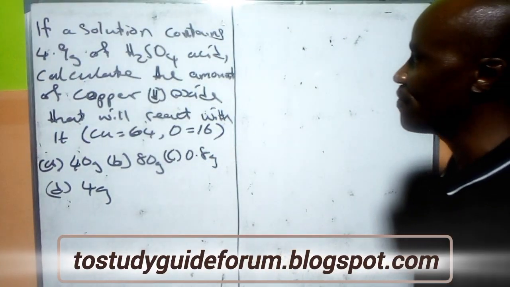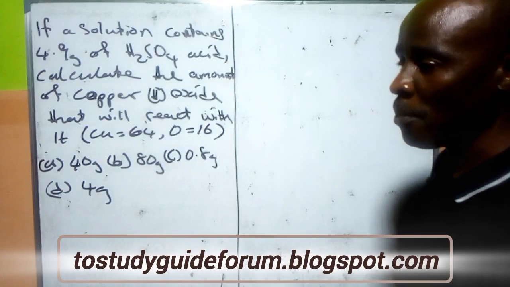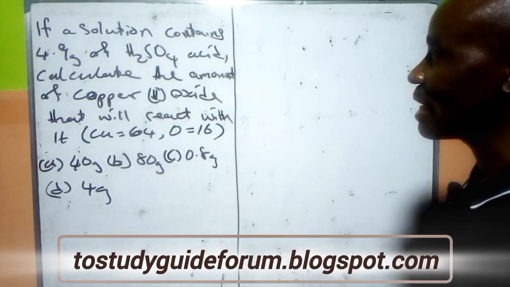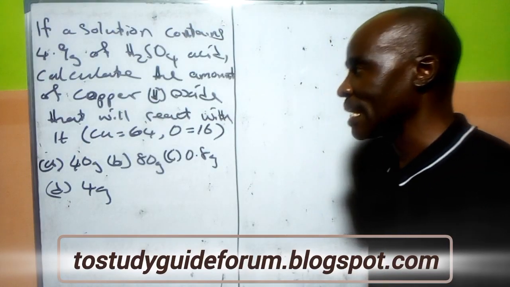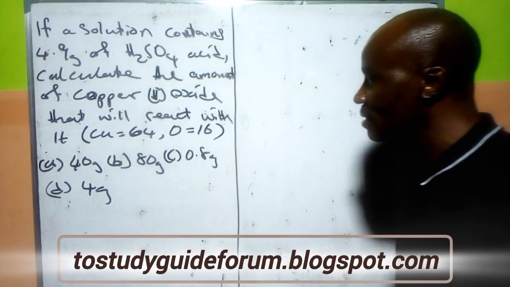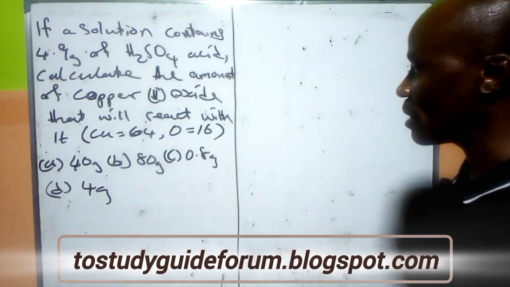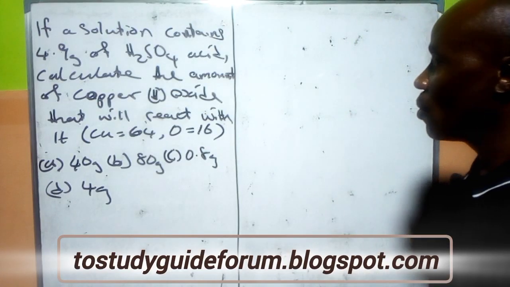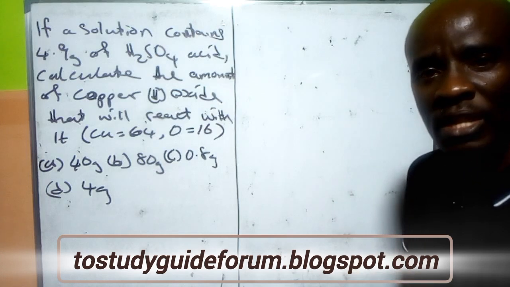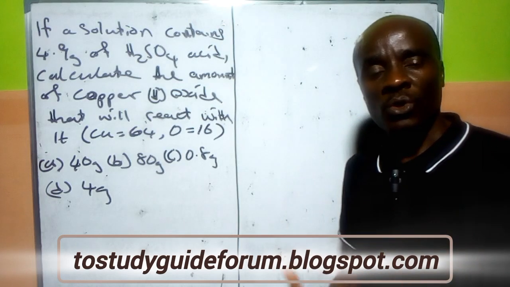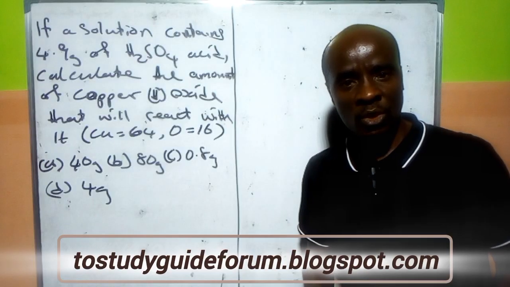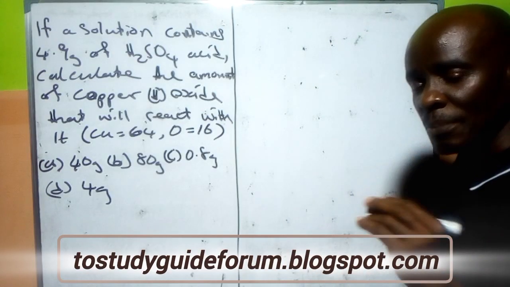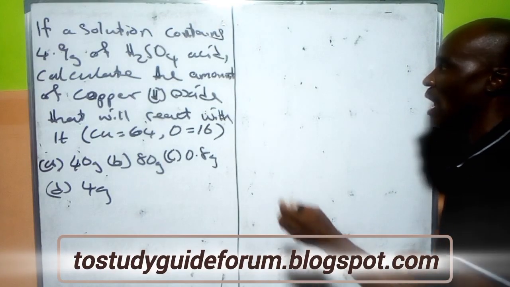The question says that a solution contains 4.9 grams of tetraoxosulfate(VI) acid. Calculate the amount of copper(II) oxide that will react with it. The first thing we do in order to solve a problem that has to do with stoichiometry is to get a balanced chemical equation. That's the first thing you are supposed to do.